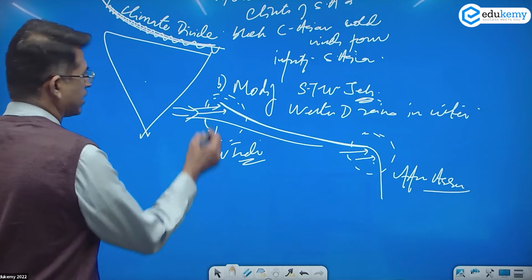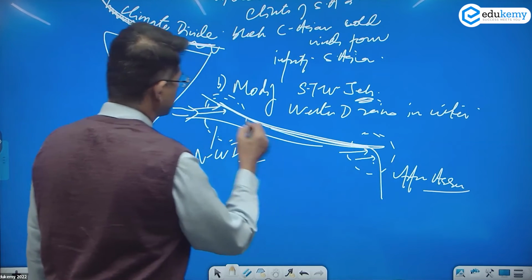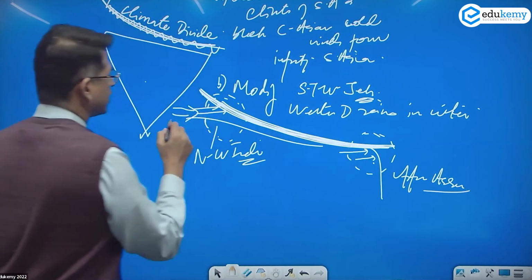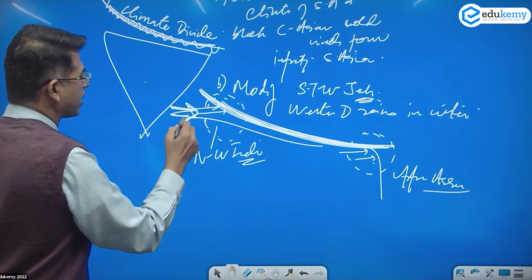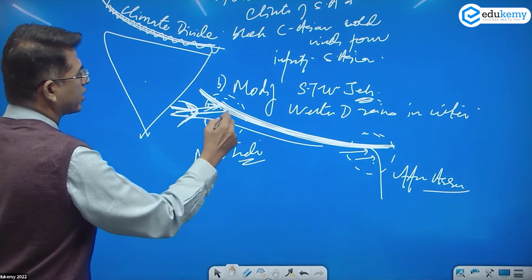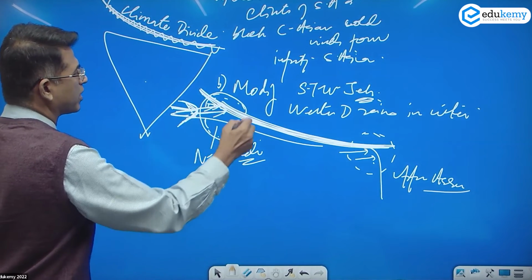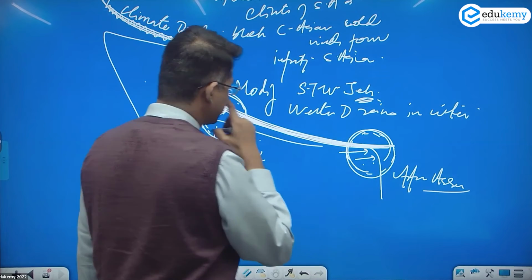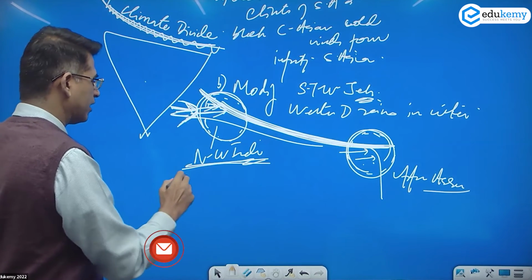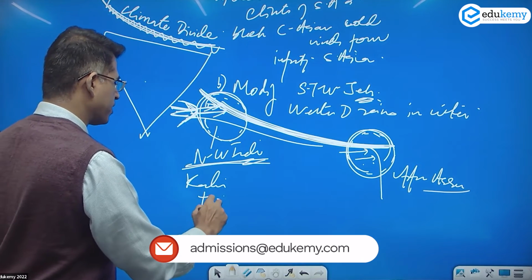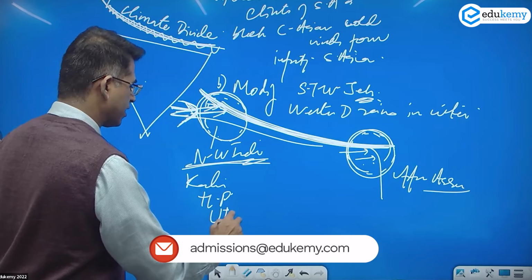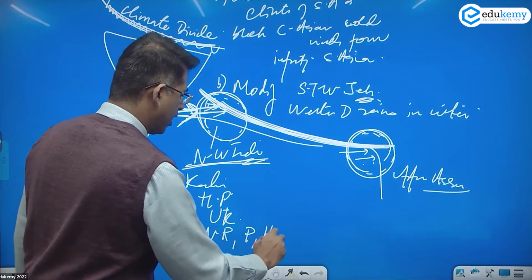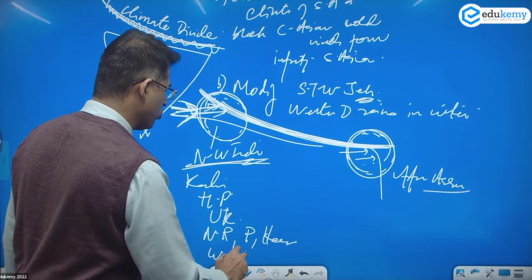ये Himalayas हैं. The Himalayas, they are blocking the jet stream. ये jet stream आ रहा है. It gets blocked here. तो इस area में rains होता है. This area has rains. This is northwestern India, Kashmir, Himachal Pradesh, Uttarakhand, northern Rajasthan, Punjab, Haryana, western UP.